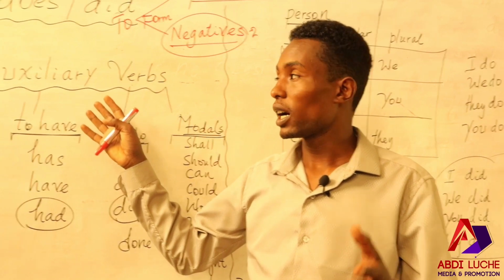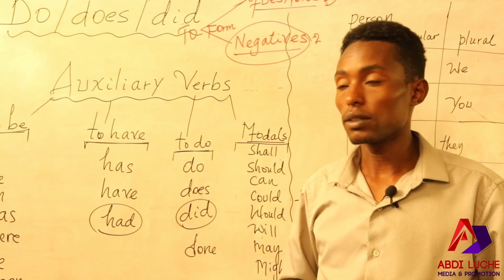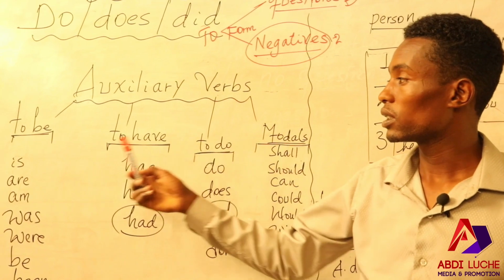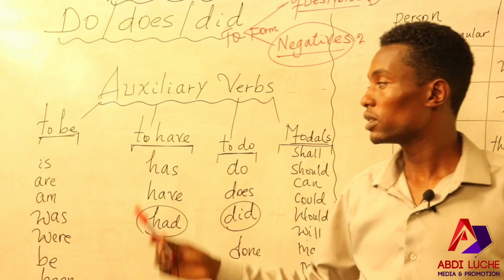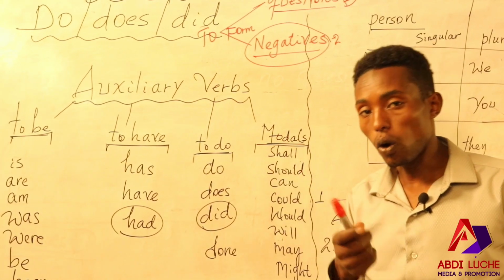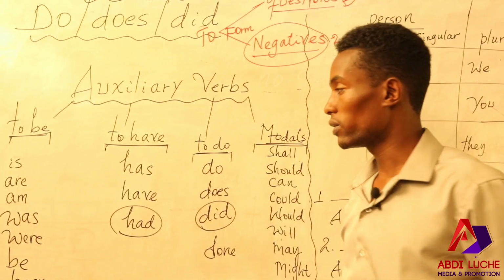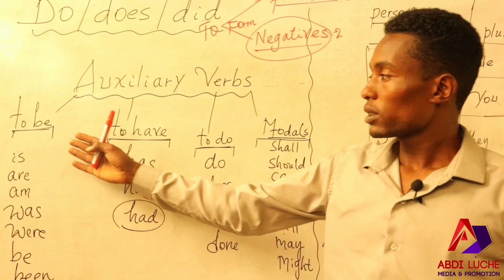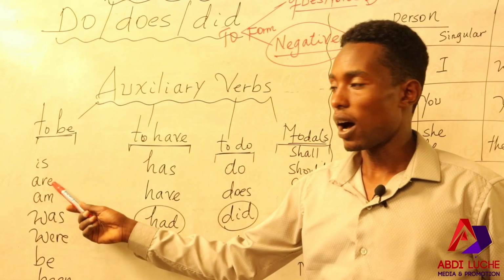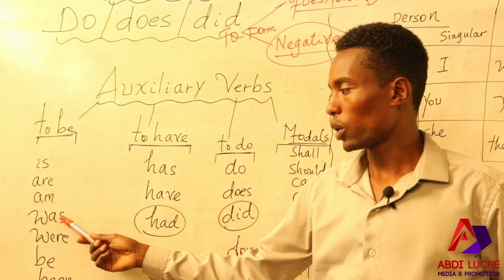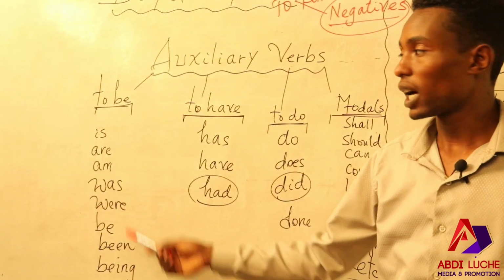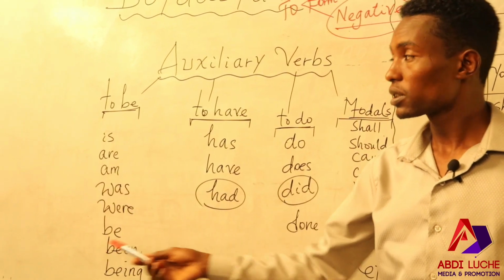Basically, they are auxiliary verbs. As you see on the whiteboard, auxiliary verbs are divided into verb to be, verb to have, verb to do, and modals or modal auxiliary verbs. What are verb to be's? Verb to be's are is, are, am, was, were, be, being, and been. There are 8 in number.